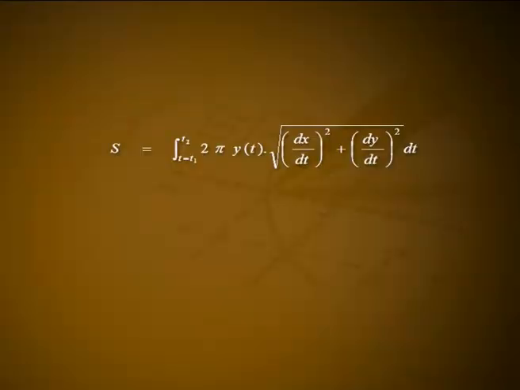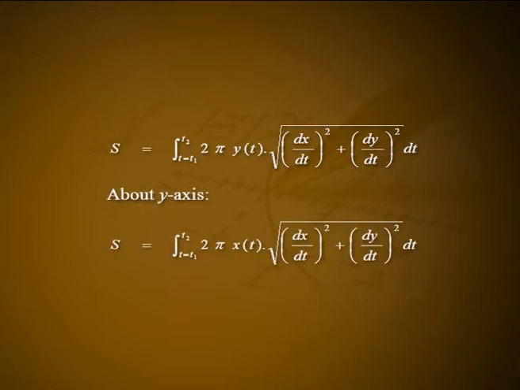Parametric form. x = x(t) and y = y(t). A. About the x-axis, S = integral from t = t1 to t2 of 2πy(t) √((dx/dt)² + (dy/dt)²) dt. B. About the y-axis, S = integral from t = t1 to t2 of 2πx(t) √((dx/dt)² + (dy/dt)²) dt.